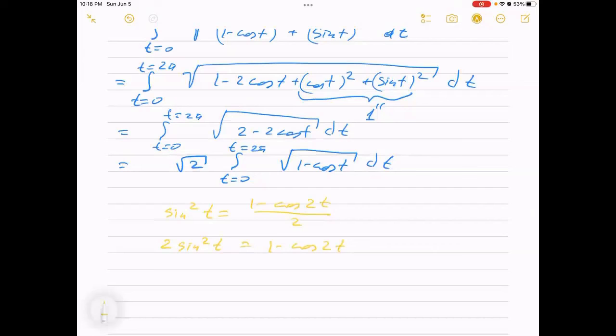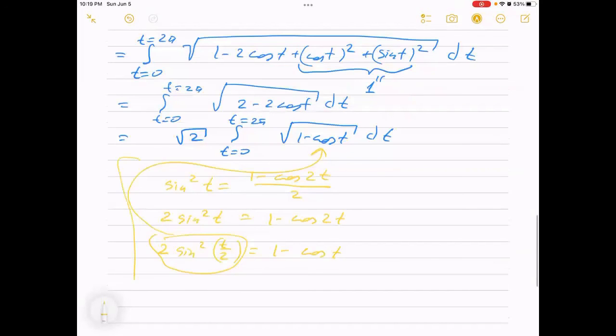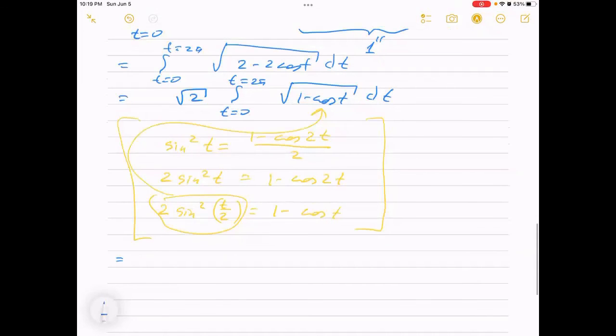So for our formula, we want to figure out what 1 minus cosine of t equals. Treating t as the double argument, we get 2 sine squared, and because we're treating t as the double argument, we get 2 sine squared of t over 2. So that's the formula which we're going to substitute inside of the integral, to get the square root of 2, t from 0 to 2 pi, square root of 2 sine squared of t over 2 dt.